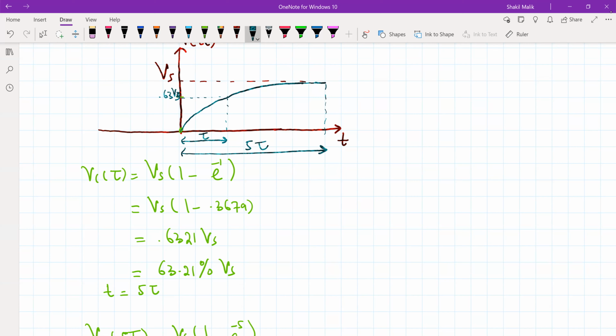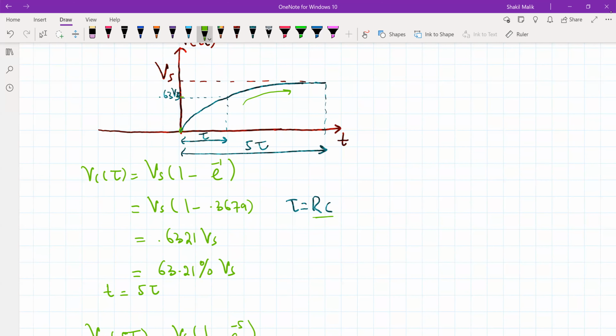The final value is Vs. And what's tau, by the way? Tau is the RC. That's why in the earlier class I told you how fast this rise will be, meaning how fast it will rise to this Vs voltage. How fast? It is determined by this R and C. These are the parameters R and C. All right.